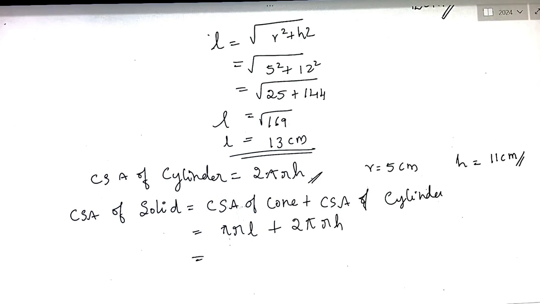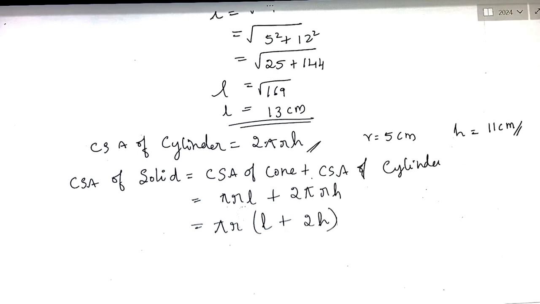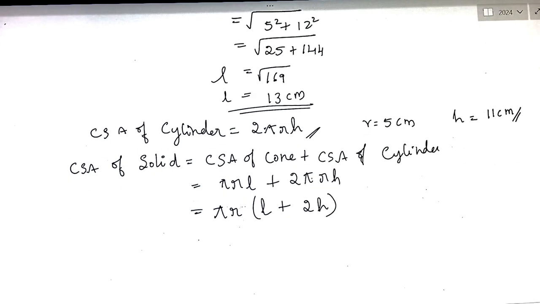Okay, so here what is common in both the formulas? Pi r is common, just take pi r as common. Pi r into, so here what is left? L plus, if you take pi r common here, what is left here? 2h. Okay, now replace the value, that is pi is nothing but 22 by 7.